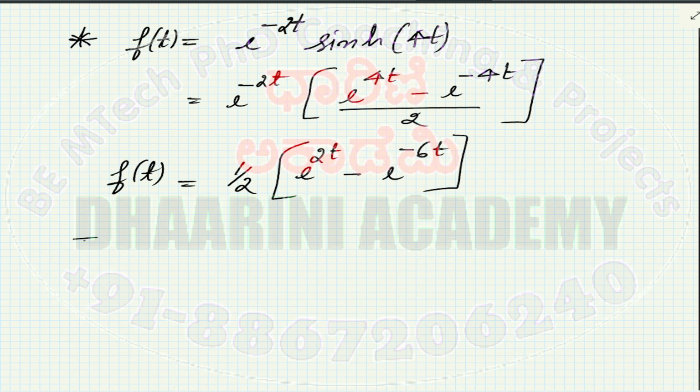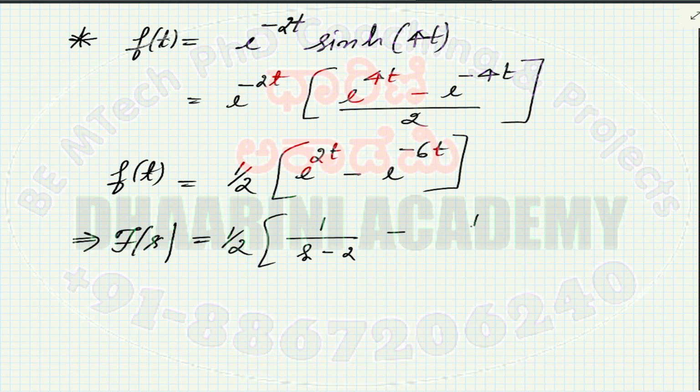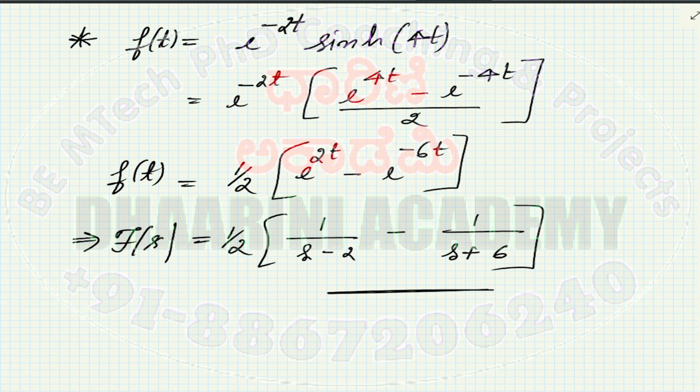Therefore, the capital F of s, which is the Laplace transform, is nothing but half of, it's e to the at. E to the at is 1 divided by s minus a, so 2 minus 1 divided by s plus 6. So definitely we can simplify further if you need, but the converting of the function into the Laplace is over here. Later on we can simplify, we can take a common denominator and we can go ahead.